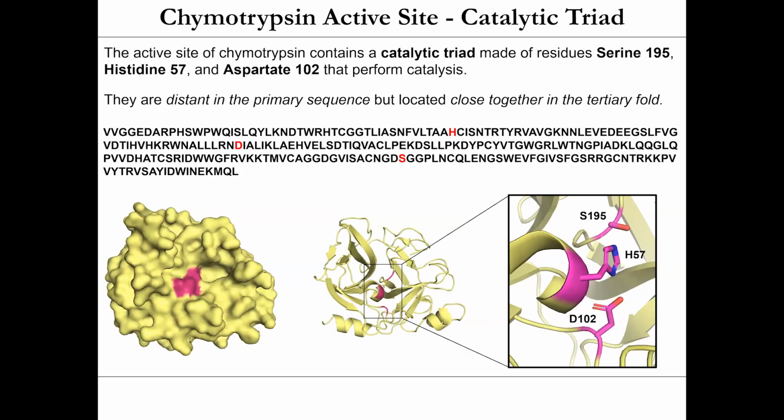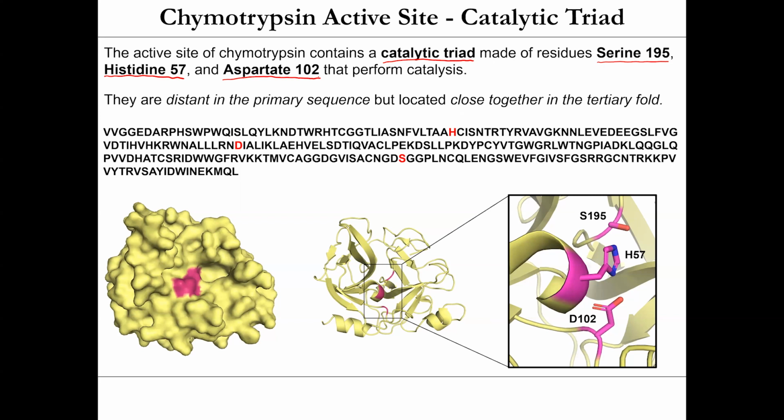How chymotrypsin cleaves these peptide bonds is that it uses what's called a catalytic triad in its active site. This catalytic triad is made of residues serine 195, histidine 57, and aspartate 102. These three residues together will perform catalysis. If you mutate any one of these three residues, the enzyme will no longer be catalytically as active. I want to emphasize that these residues are very distant in the primary sequence, but they're located close together when the protein is in its final folded form.